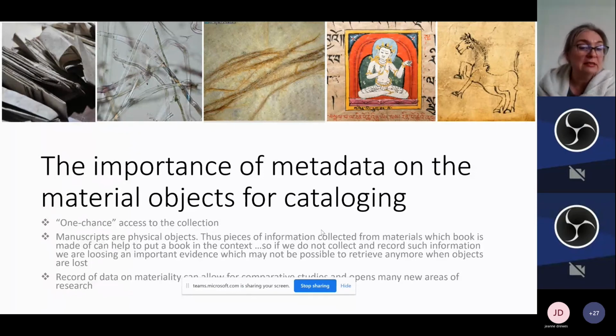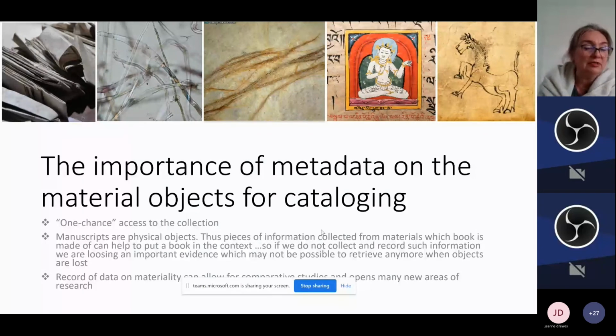And of course, other reasons: manuscripts are physical objects, thus pieces of information collected from materials which a book is made of can help to put a book in context. So if we do not collect and record such information, we are losing an important evidence which may not be possible to retrieve anymore when objects are lost. And record of data on materiality can allow for comparative studies and opens many new areas of research.